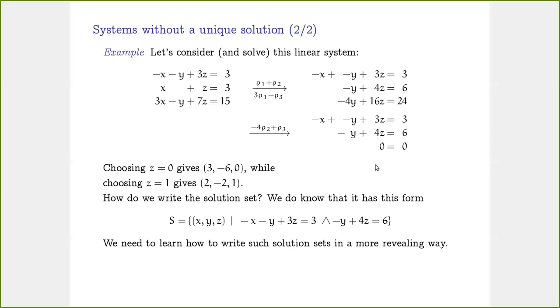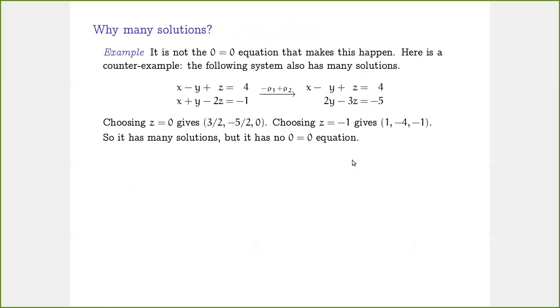Now, you might think that the infinite number of solutions has something to do with the 0 equals 0 equation, but that's actually not true. Here's an example of a system with three variables and 2 equations, and you can bring it to echelon form, and you can see it has lots of solutions, but no 0 equals 0 equation. And that's it.